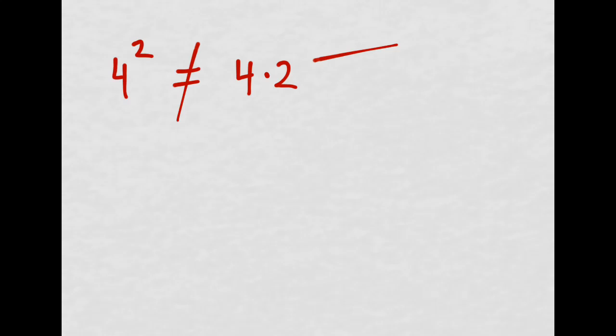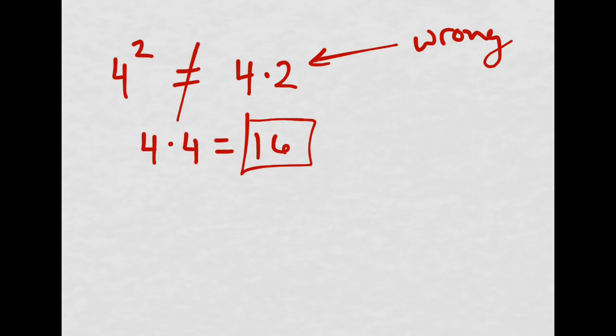So let's think of another example real quick. What about 4 to the second power? Remember, that does not equal 4 times 2. That's wrong. Don't do that. You'll do it a little bit, but try and remember, this means 4 times 4, which is 16. This is correct.